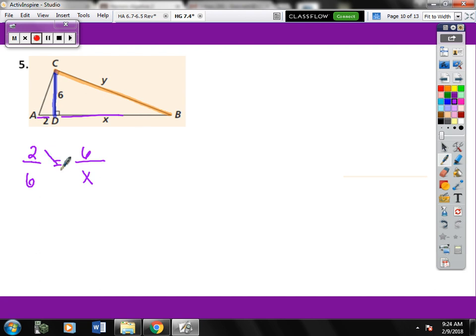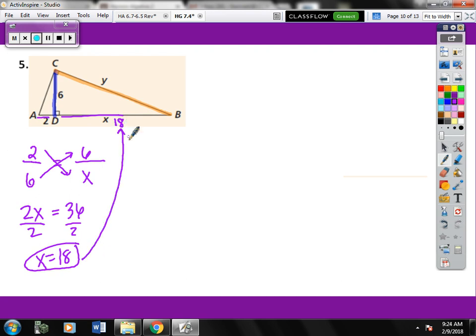because those are the 2 triangles that would be formed in similar. Now when you cross multiply this one, you're not going to have to square root. You're just going to get 2x equals 36. And you don't have to square, you just divide. You want to put that back in your picture because you're going to use that to find out what y is.